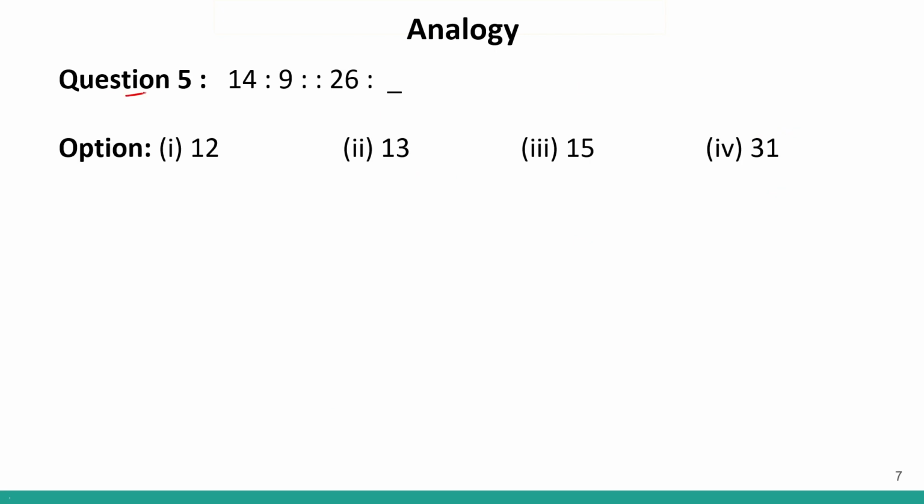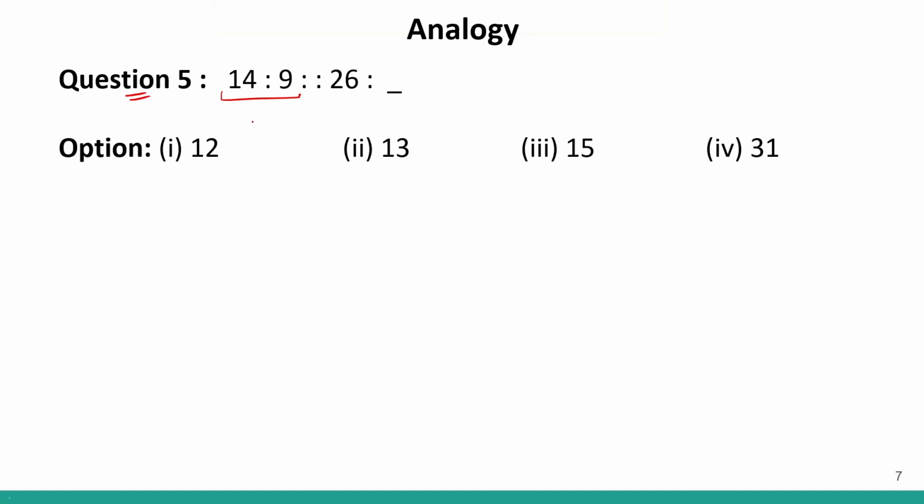Moving on to question number 5. We have 14, 9, 26 and we have to find the missing element. So now I have to identify the relationship between 14 and 9. So I can see this is clearly plus 5. Correct? So I can get 21 over here. Plus 5 will give me 26. Basic. But do we have 21 in the option? No. So this is not the logic. So we will move on to the next logic.